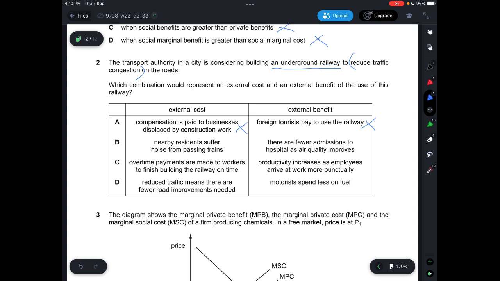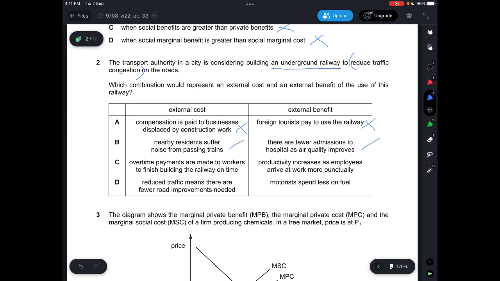All right. So B says nearby residents suffer noise from passing trains, which is correct. People who live nearby don't use the trains, but they have to suffer. These people experience external costs. And then the external benefit, it says there are fewer emissions to hospitals as air quality improves. Yes, so this is correct as well.